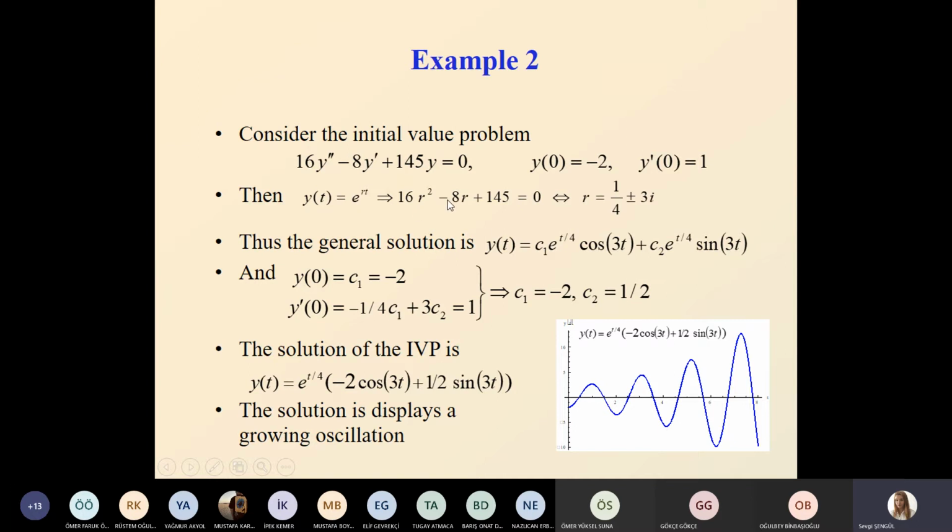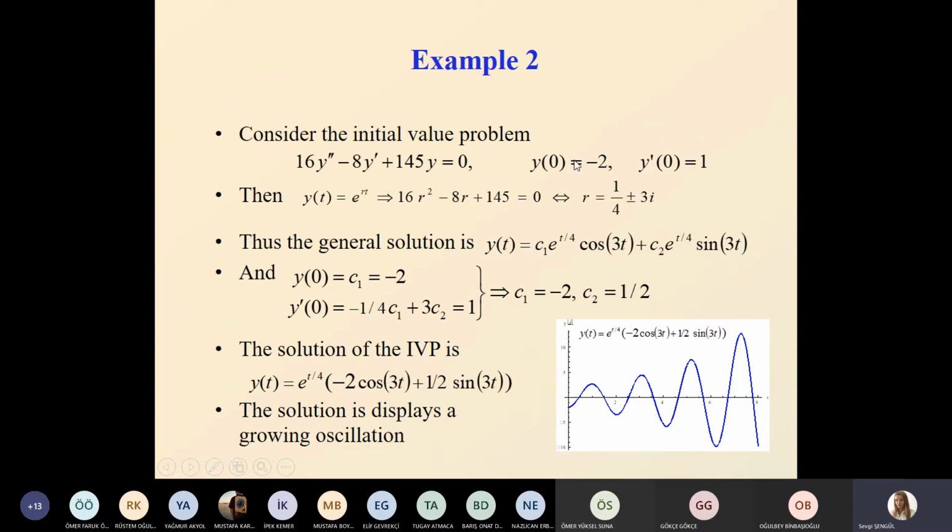And if you solve this one with the quadratic formula, minus b plus or minus the square root of b squared minus 4ac over 2a, you will see that the solutions are going to be complex conjugates of each other, which means 1 over 4 plus or minus 3i. Which means that our lambda is 1 over 4, our mu is 3. And lambda is going to go as the power in the exponential, and mu is going to go inside the cosine and sine. And this is the general form of our solution.